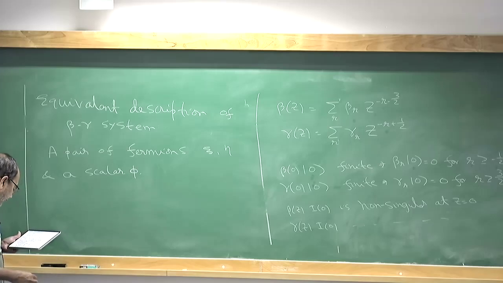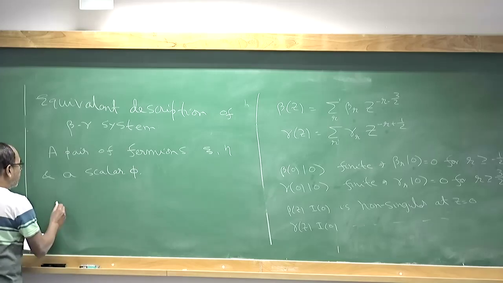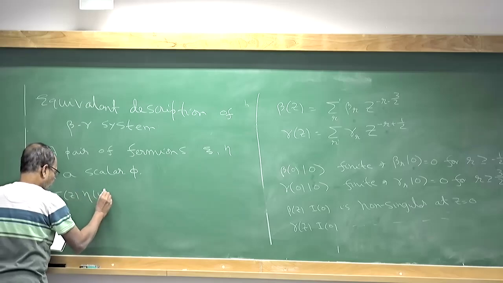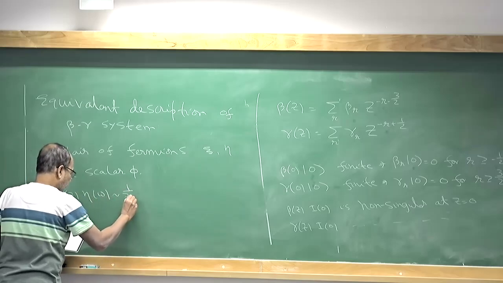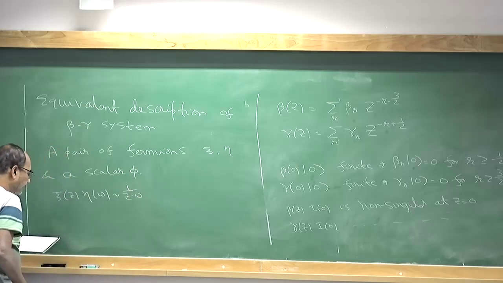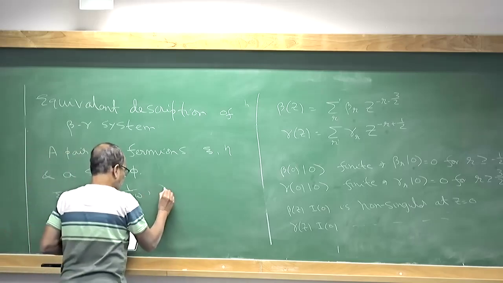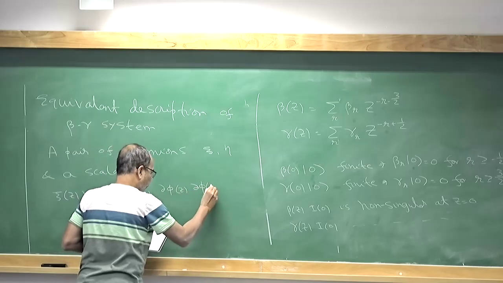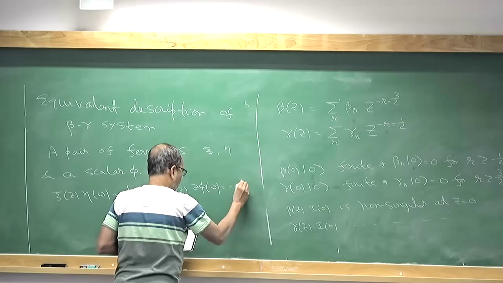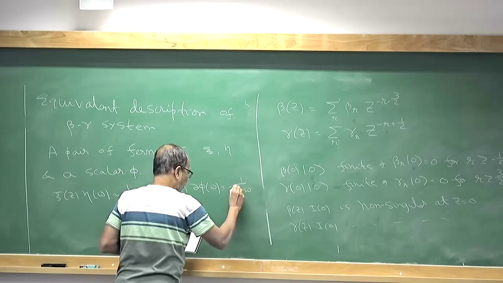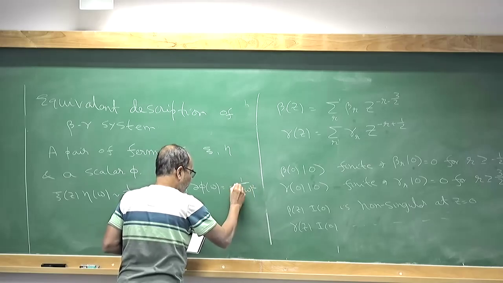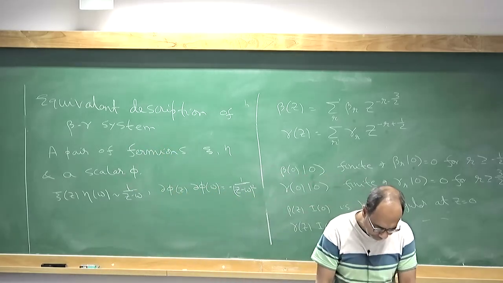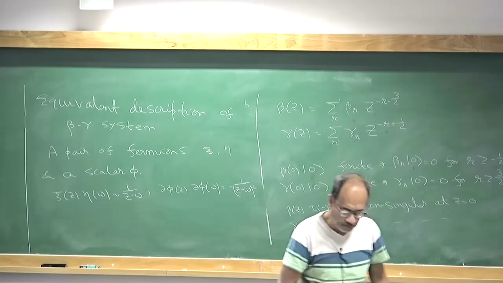So let me give the OPEs. Xi eta is a usual pair. Xi of z, eta of w is 1 over z minus w. And phi, I'll write as del phi of z, del phi of w is minus 1 over (z minus w) squared. So this is like the usual scalar field and a pair of fermions.